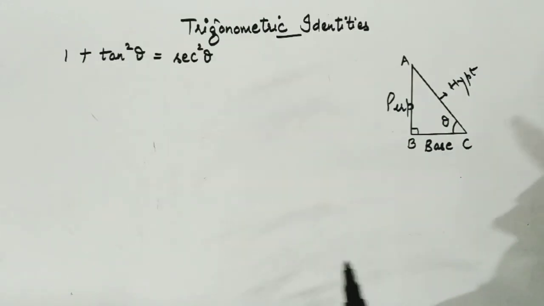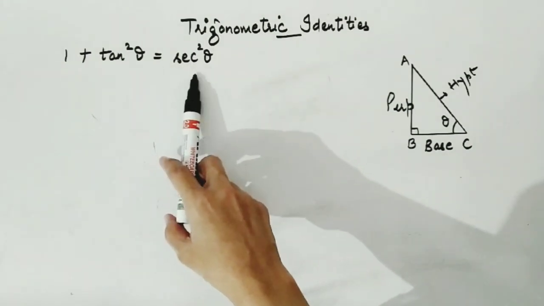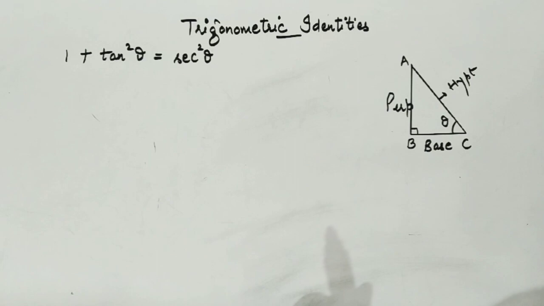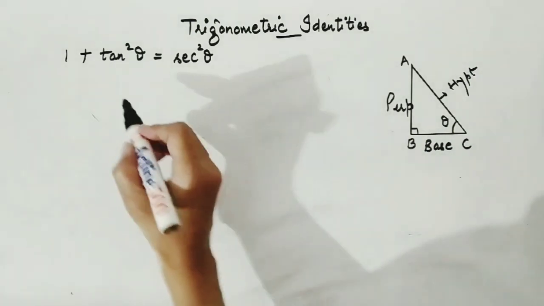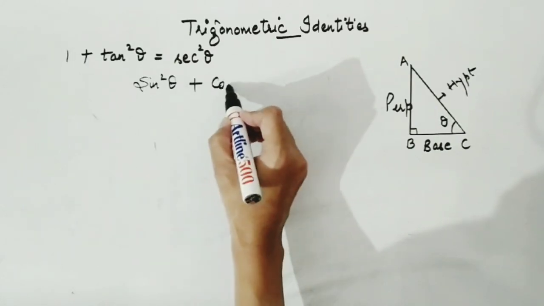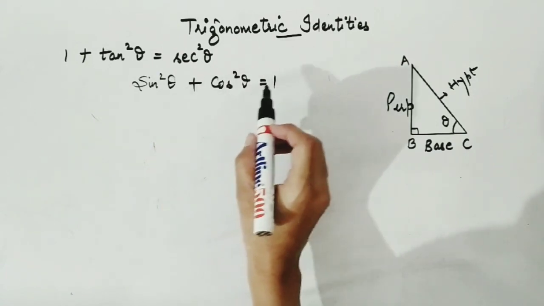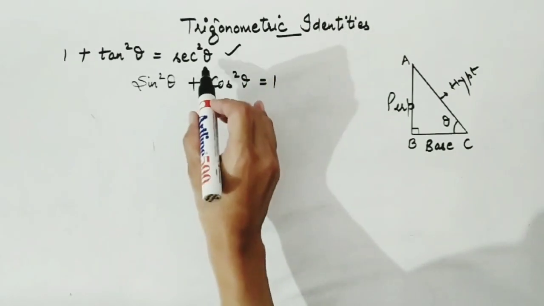Now in a row, the next identity is related to these functions tan square and sec square. We need to prove that 1 plus tan square theta is secant square theta, and to prove this we would pick up our basic trigonometric identity, which was that sine square theta plus cos square theta is equal to 1. Always remember sine square theta plus cos square theta is 1, and using this result we would be proving this identity.